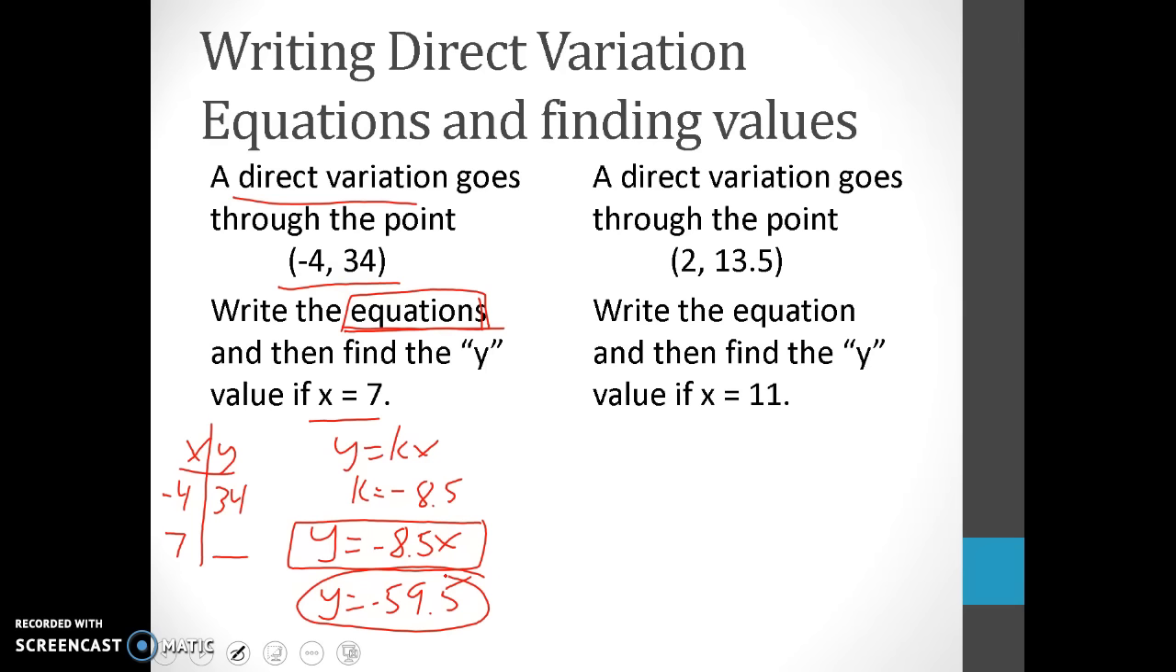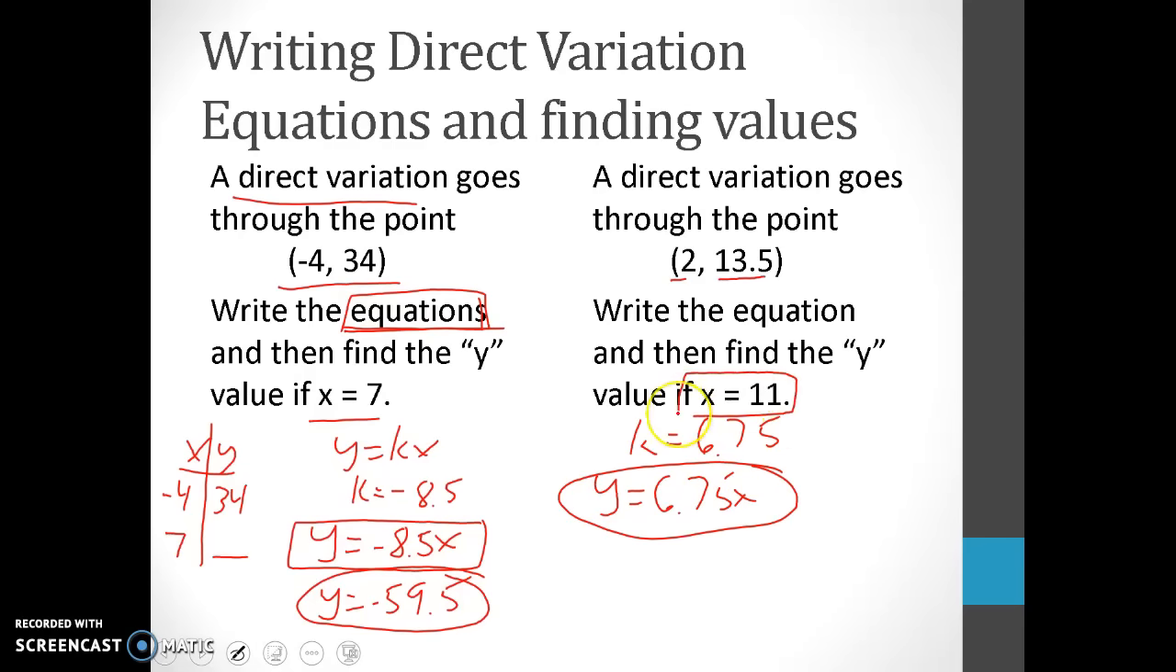So what I'm going to do here, hopefully you did this already, is figure out what you multiply 2 by to get 13.5. And so I'm going to take 13.5 divided by 2, and that's 6.75. That's my k value. K is equal to 6.75. And so my equation is going to be y equals 6.75 times x. There's my equation. But then I want to figure out what y is if x is 11. So I would take 6.75 and multiply it times 11, and that gives me a value for y that is 74.25. And that's what my y value would be.